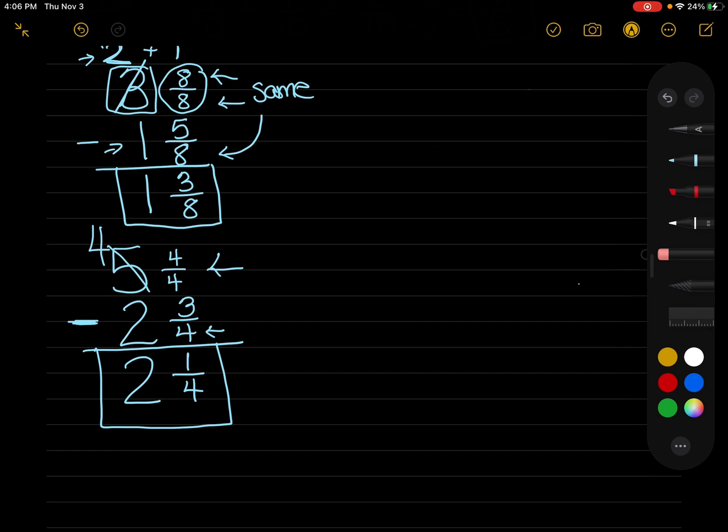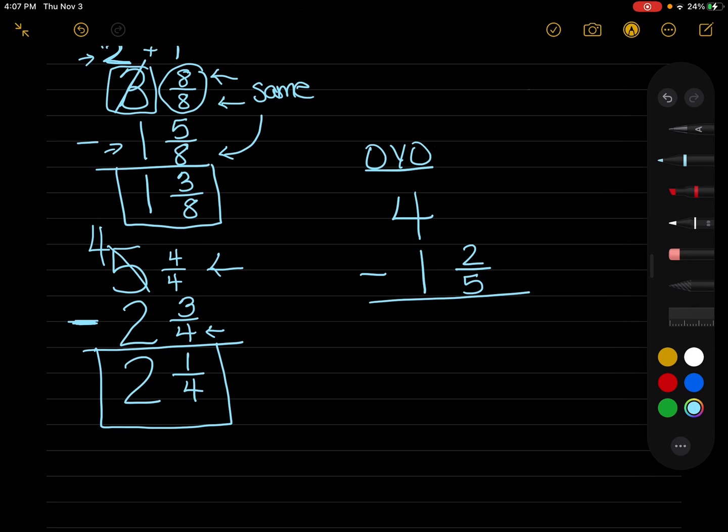I'm just erasing some of my board over here. This one is on your own. This is going to be a borrowing one where you have to borrow some numbers. We're going to do 4 minus 1 and 2/5. I want you to hit pause, solve this on your own, and then come back.